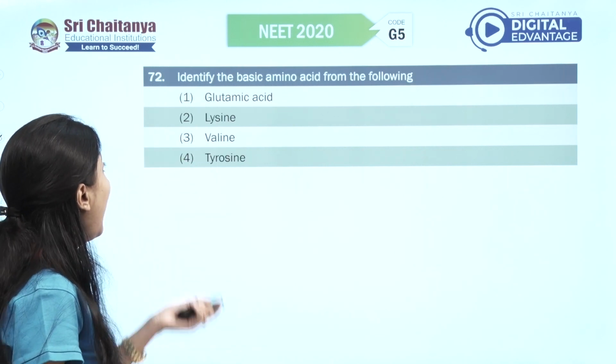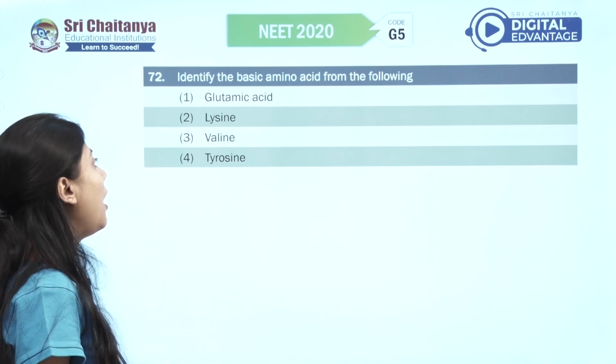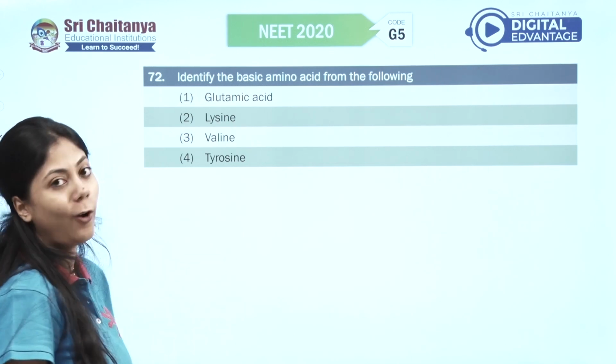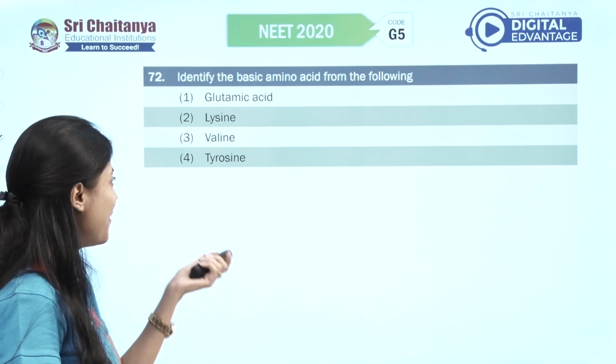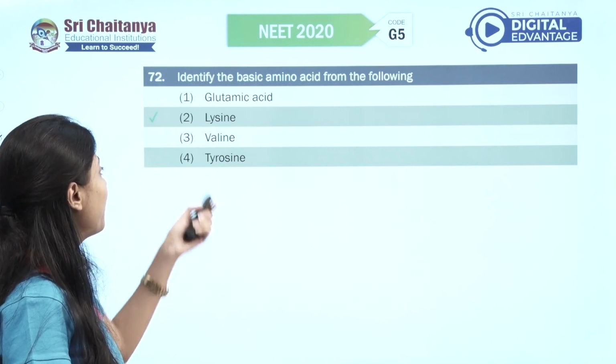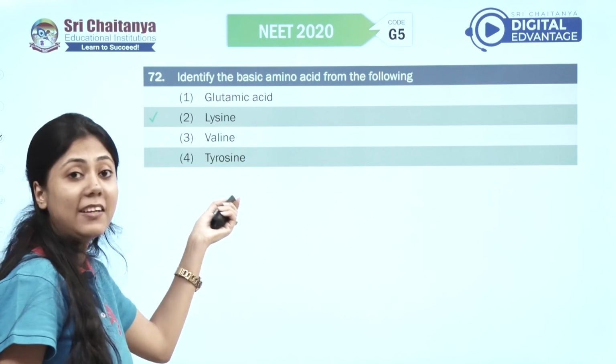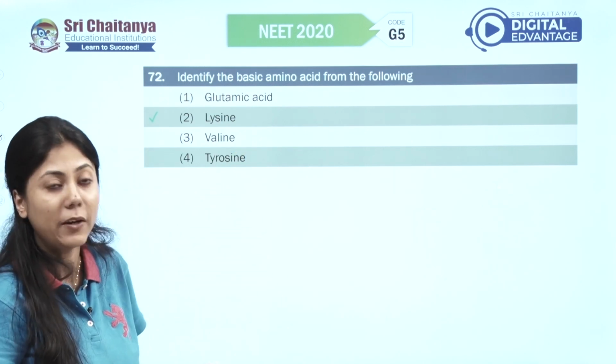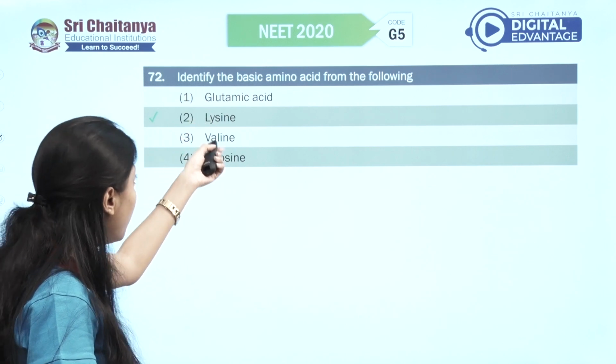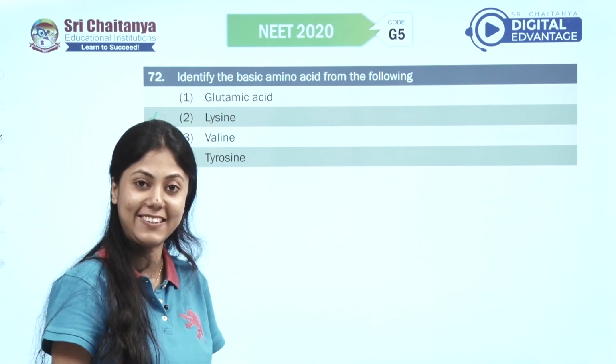Let's move ahead. Identify the basic amino acid from the following. Again, a very easy one, which is lysine. Glutamic acid is acidic, valine is neutral, tyrosine is an aromatic amino acid. So the suitable answer is lysine, right?